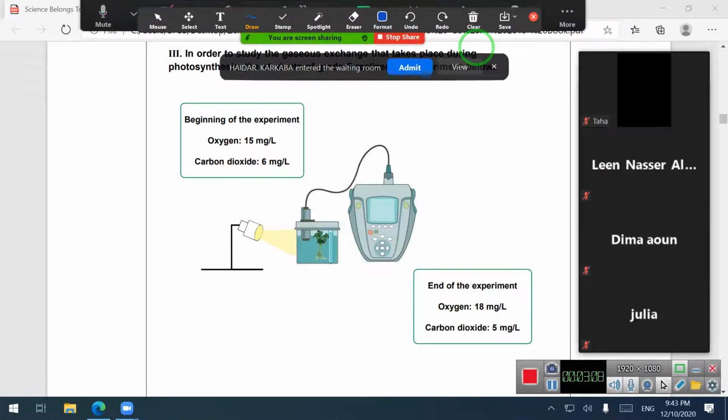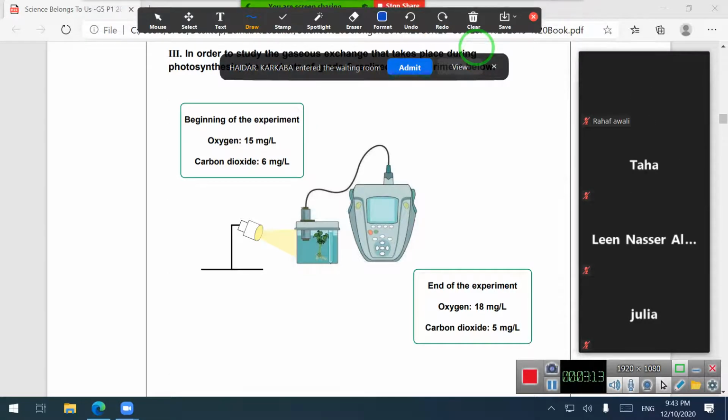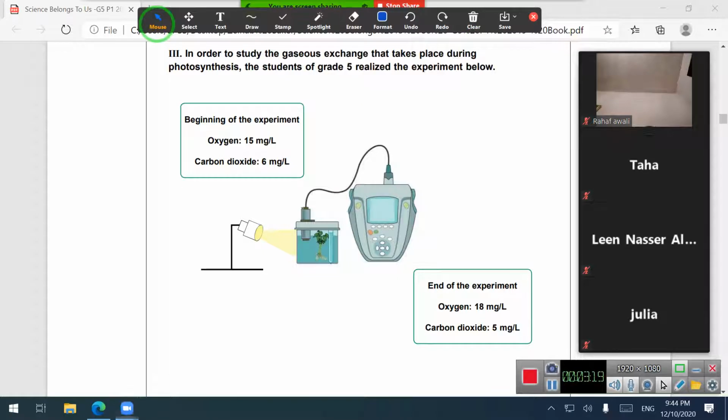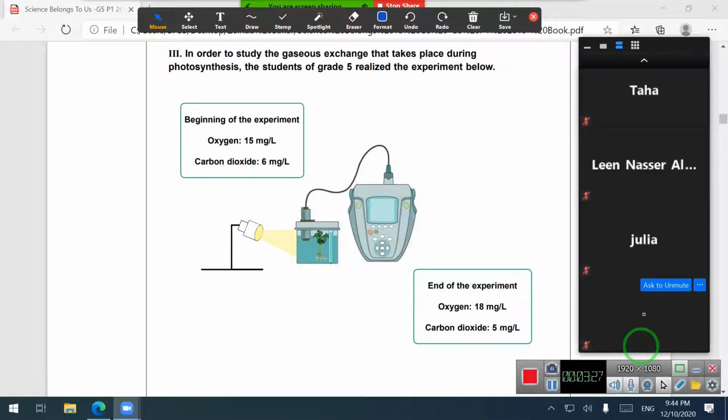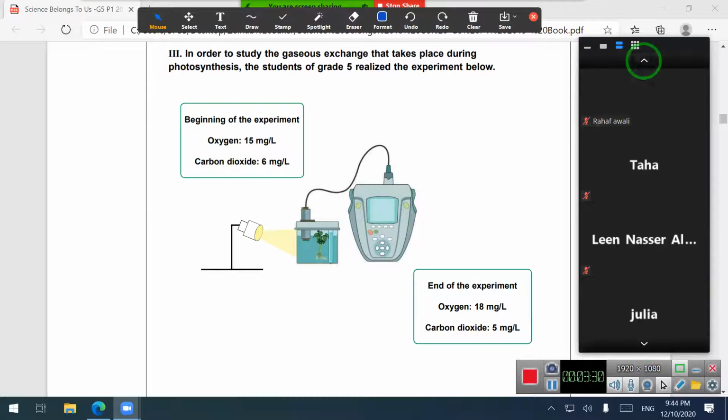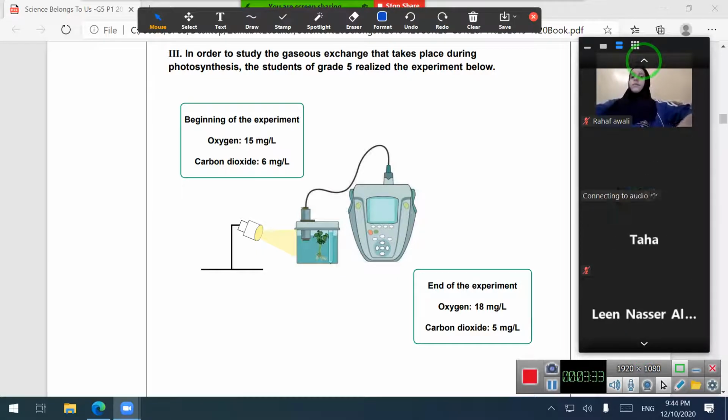Because the green plant absorbs. Excellent, because the green plants absorb the carbon dioxide. Excellent, students. So, because the carbon dioxide is absorbed during photosynthesis, it means that all living things use oxygen, as we said before, to breathe or to respire and release carbon dioxide. But during photosynthesis, the green plants absorb carbon dioxide and release oxygen.